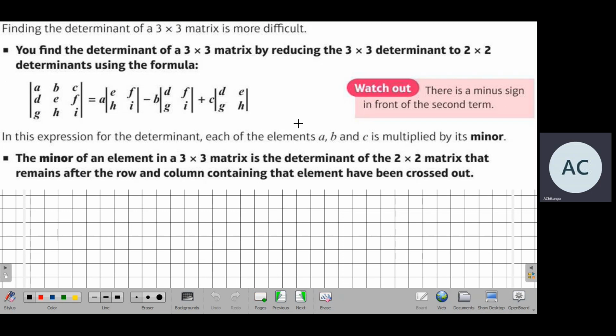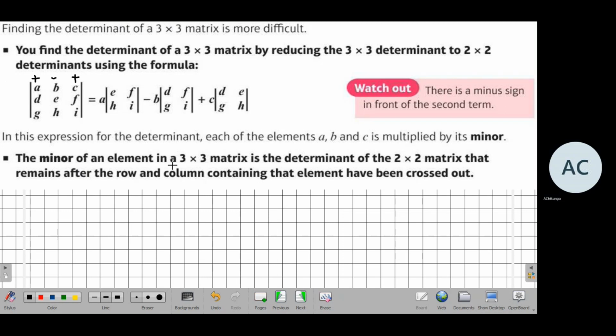Okay? So you can find the determinant of a 3 by 3 matrix by reducing the 3 by 3 to a 2 by 2 determinants using this formula. Now, how do you use this formula? It's so easy. The first term, the first column is positive, followed by the second column has got a negative coefficient, third column, positive coefficient like this.